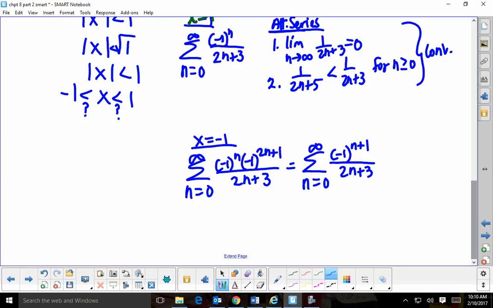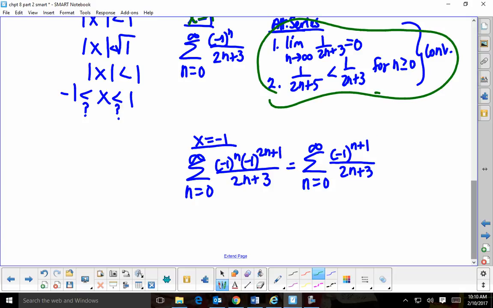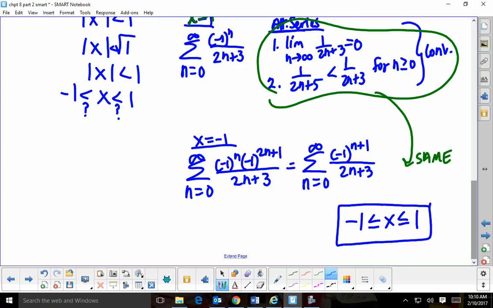That's what that one is again. Same thing, right? Just alternating series again. The terms are opposite. There we go.